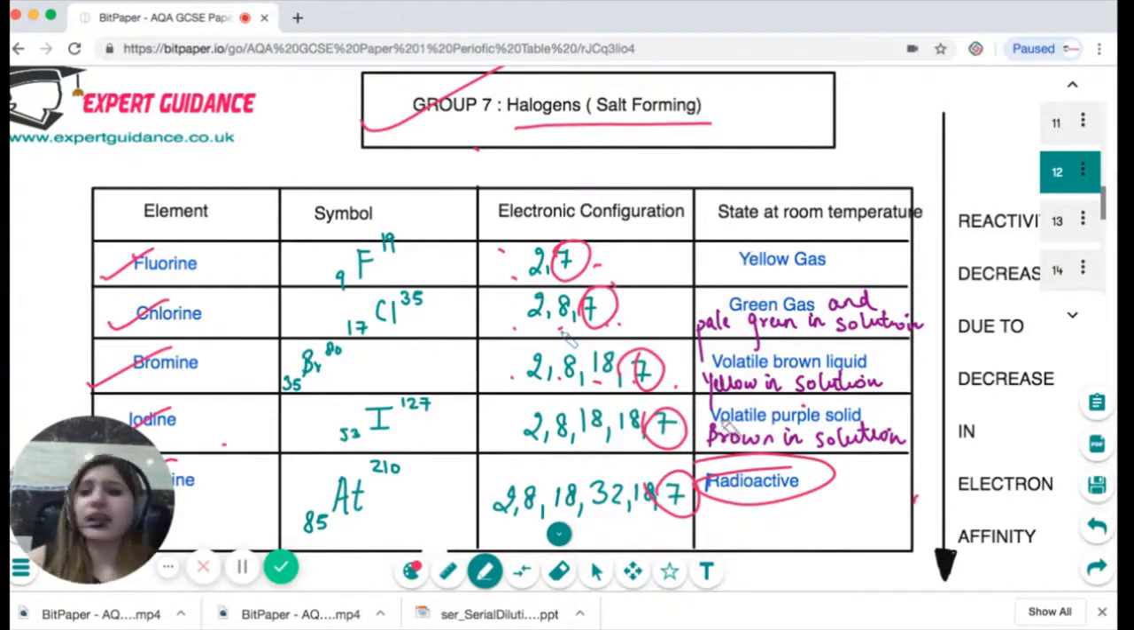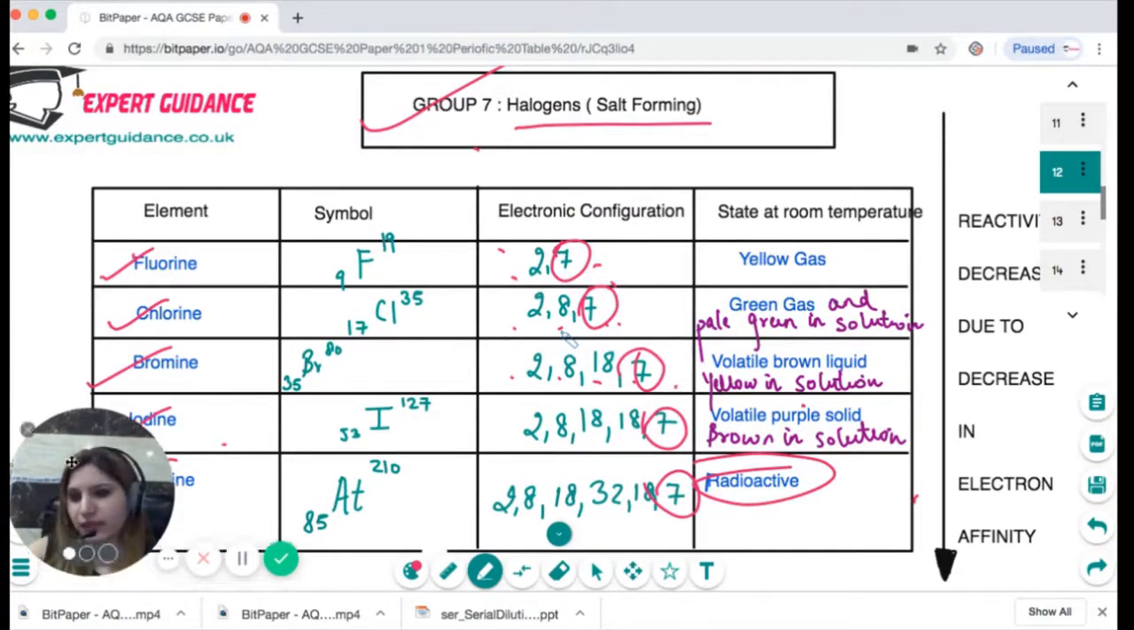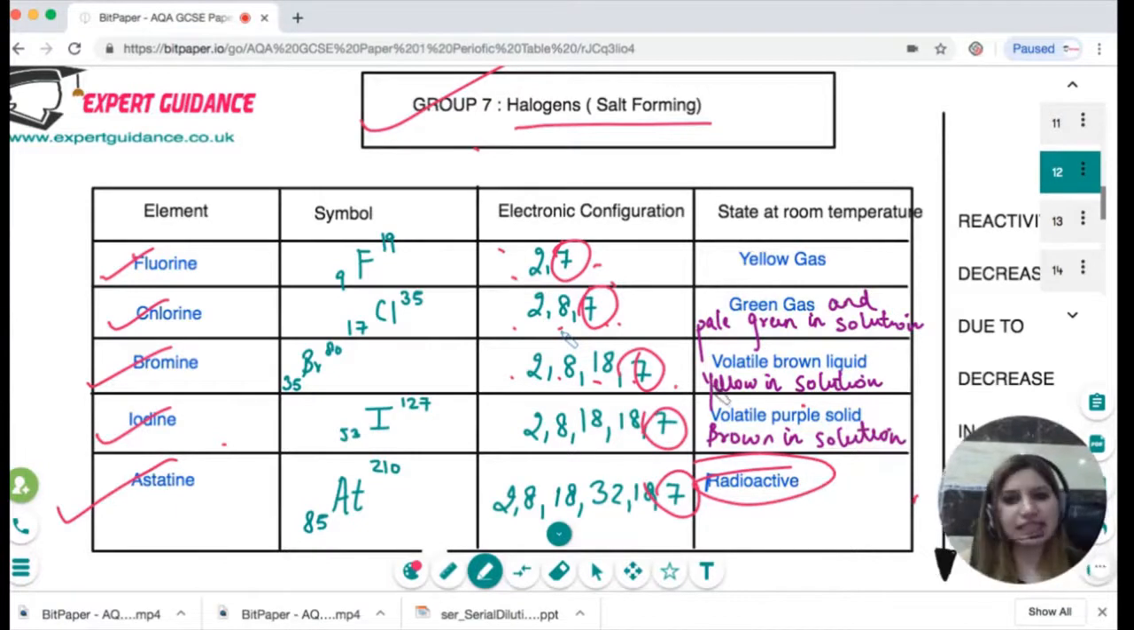But if a question comes in the exam asking which is the highly reactive halogen, you should quickly answer fluorine. The least reactive is astatine. Which is more reactive than bromine? Chlorine. Which is less reactive than bromine? Iodine. Which is the green gas amongst the halogens? Chlorine. So you should know all of this.